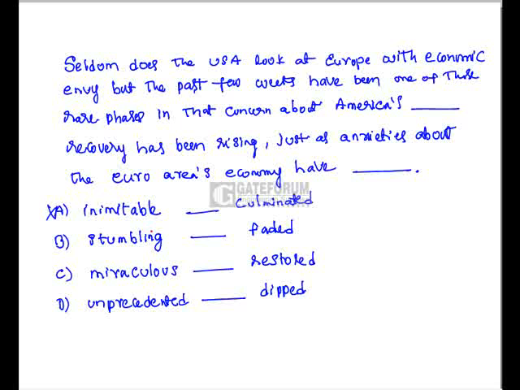Second, stumbling. Stumbling is a negative word. Stumbled means what? Stopped or just diminishing and all that. So the America's stumbling recovery has been rising. So negative thing about America is rising. B is a probable answer. Retain it. And then miraculous.